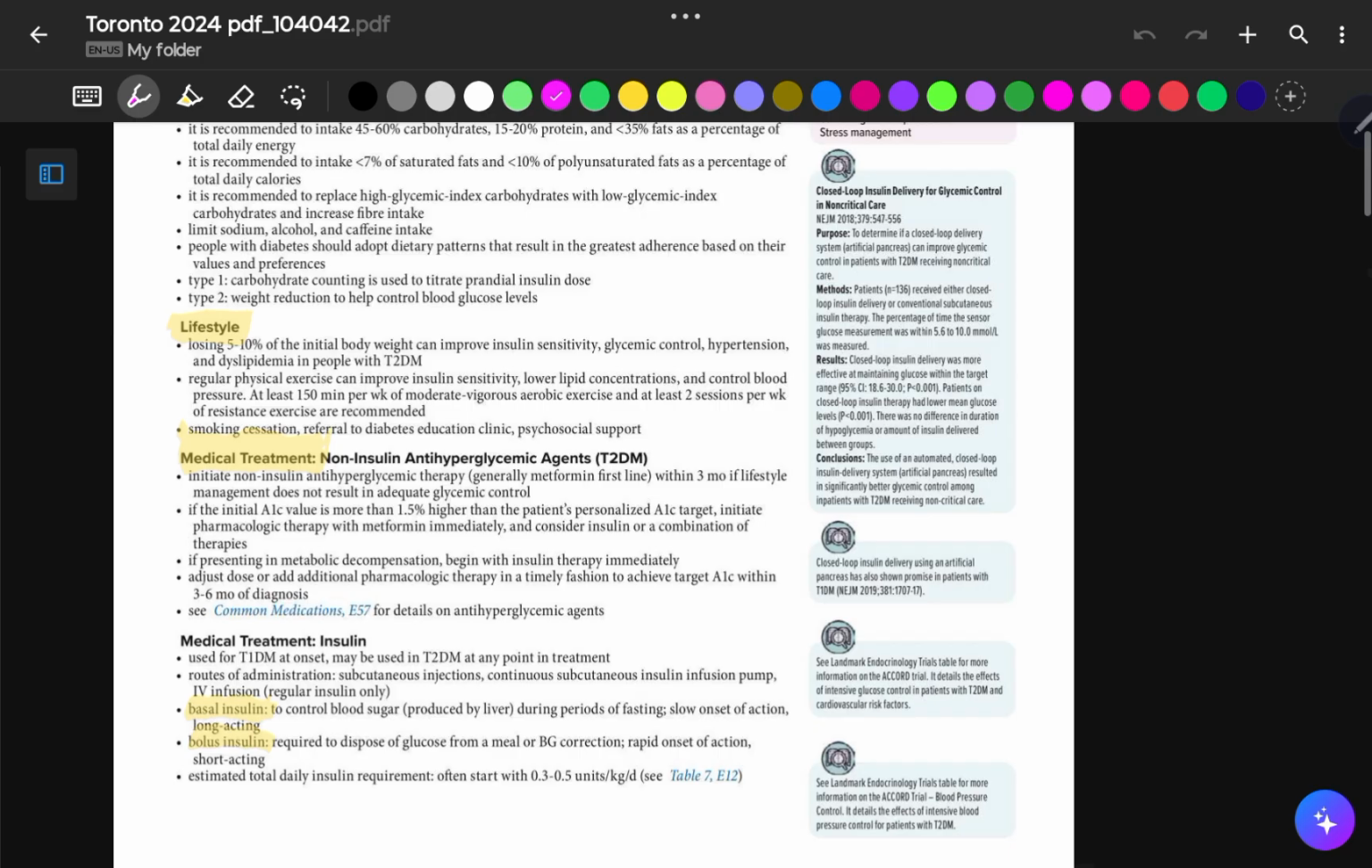So what are the non-insulin anti-hyperglycemic agents? These are for your type 2 diabetes, right? So you want to initiate non-insulin anti-hyperglycemic therapy. Generally the first line is your metformin, within 3 months if lifestyle management does not result in adequate glycemic control. So remember, first we talk about lifestyle, we talk about diet, we talk about exercise and all that.